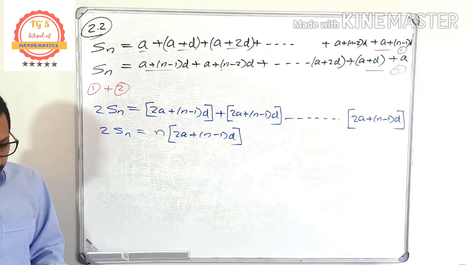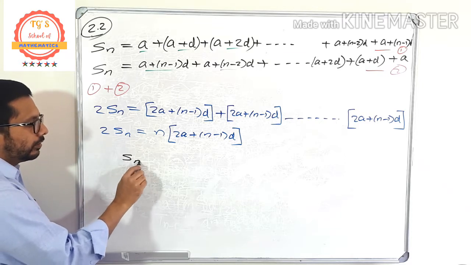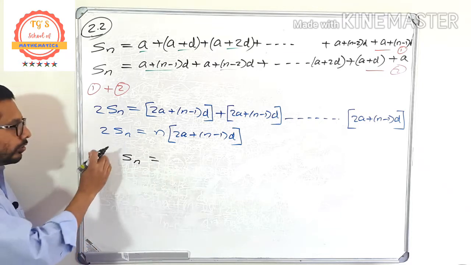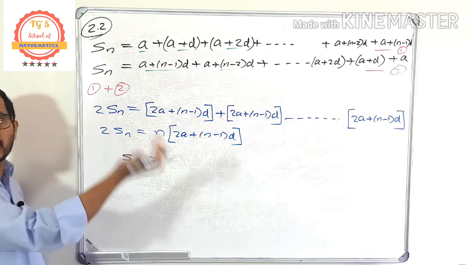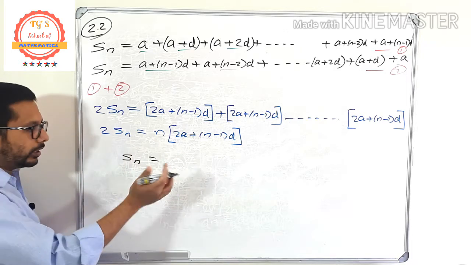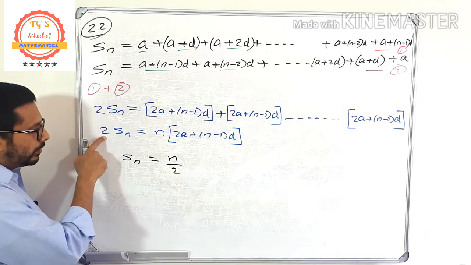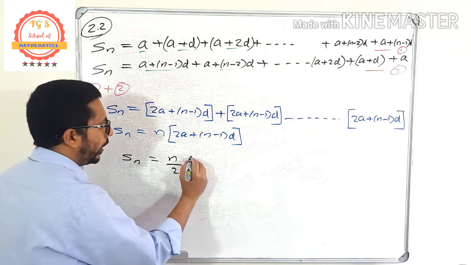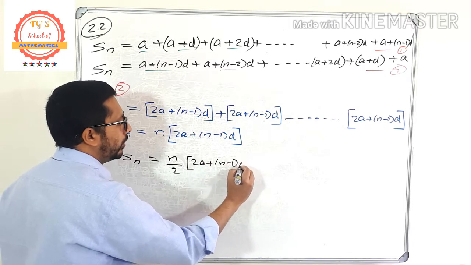From that equation, what is this Sn? How can I find this Sn? This 2 is multiplied with this one, so I have to take this 2 to the other side, so it is division. Here it is multiplication, so on the other side it is division. So this 2 will divide here, and the remaining is 2a plus n minus 1 into d.